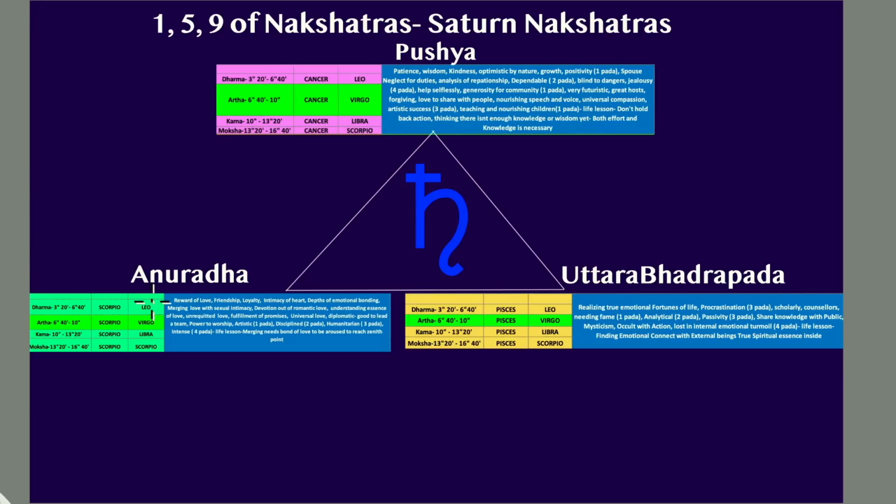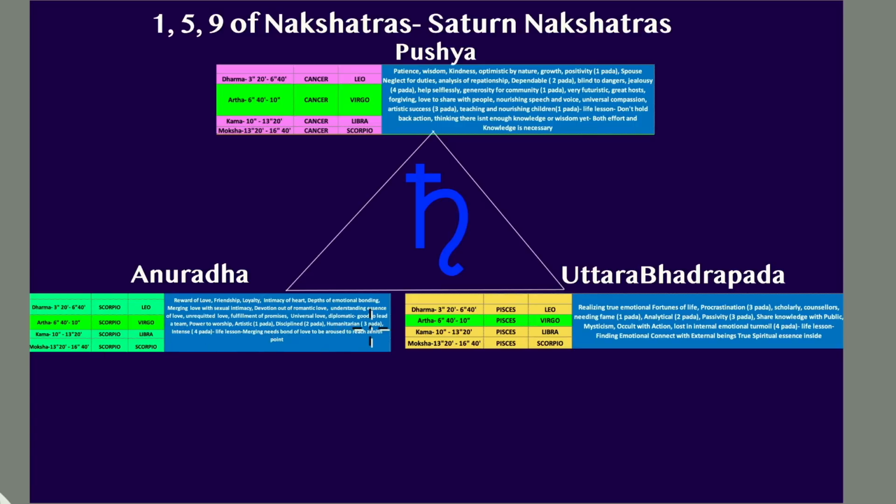Let's come to Anuradha. Friendship, love, intimacy of heart, depths of emotional bonding. This has more to do with love, isn't it? Because it's in the Scorpio part of love, devotional love. Fulfillment of promises, universal love, diplomatic. So in Anuradha, they make good diplomats. They must learn to lead a team. Saturn loves to work in a team. It's a team player, so you've got to pay attention to that here.